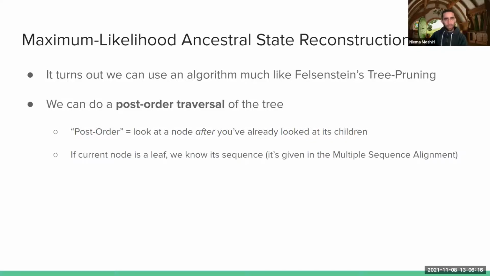Yeah, so basically, we traverse over all the nodes in the tree, bottom up, starting from the leaves and then going up the tree. And if the current node that I'm looking at is a leaf, I already know its sequence. That was given to me. That was one of the inputs.